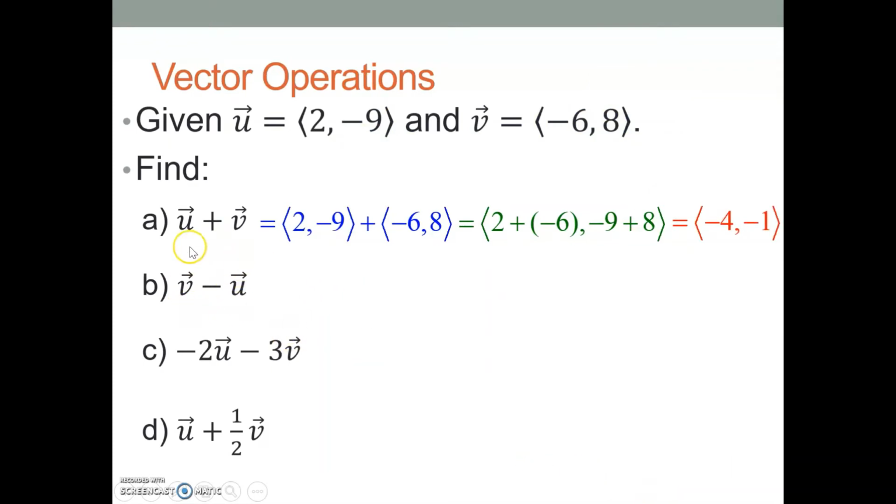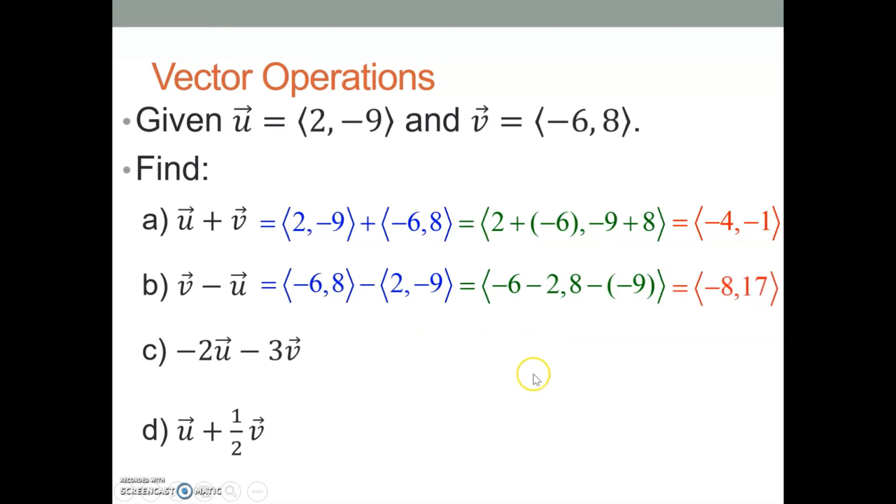Let's subtract. Pay attention to the order. Starting with vector v, we will subtract vector u, which means we subtract x components, -6 minus 2, and we subtract y components, 8 minus a -9, to create a new vector called a resultant vector, the result of subtracting two vectors.